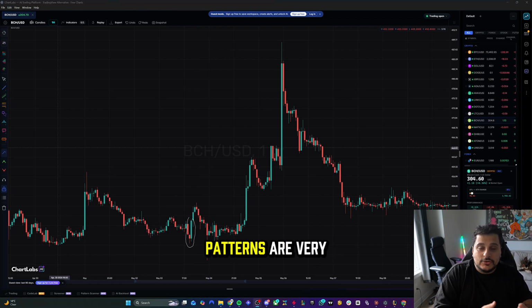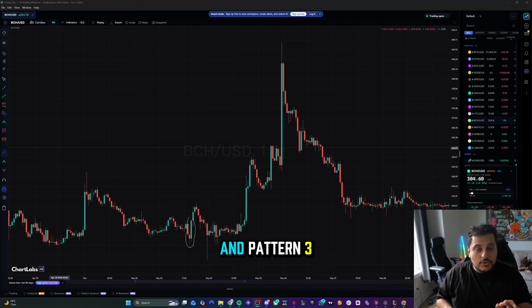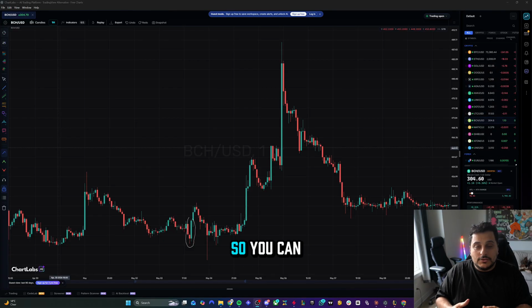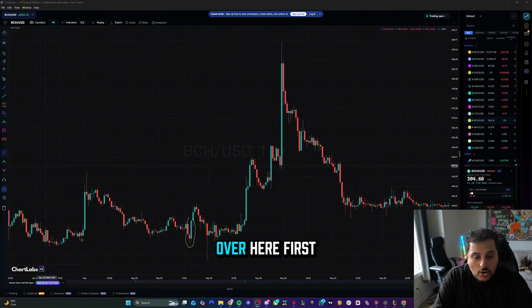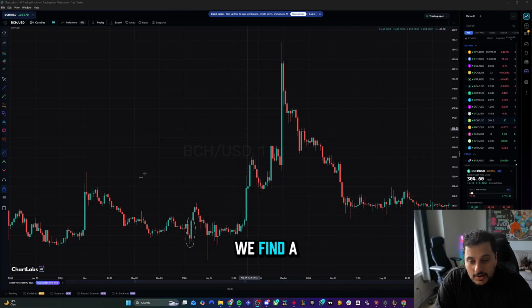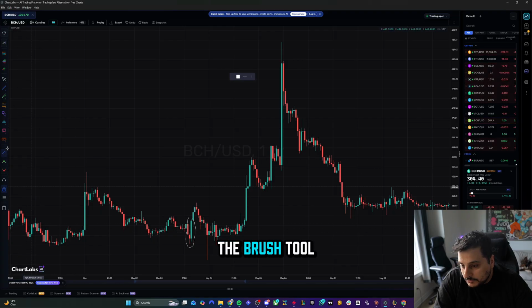The next two patterns are very, very similar. So pattern 2 and pattern 3 are very similar. That's called the doji candle and the pin bar. Let me show you the difference so you can spot them. Very important. So over here, first, let's talk about the pin bar. So where can we find a pin bar on this chart right here? Well, if we take a look around, we can see we have a couple. We're going to go ahead and grab the brush tool again.